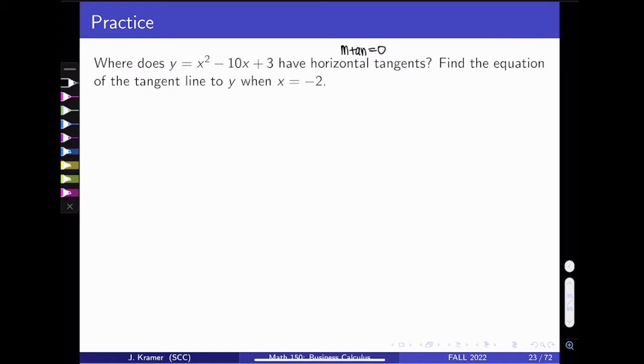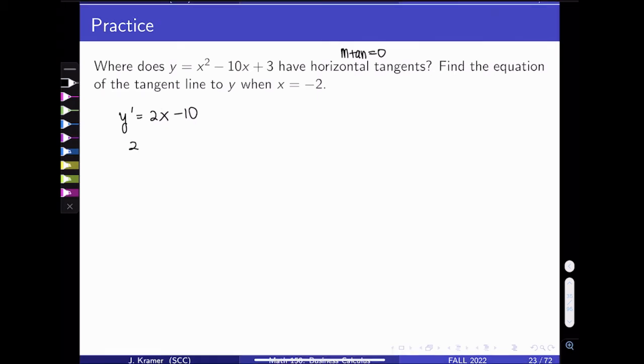So we'll start by taking y prime using power rule and the sum and difference rule. So we end up with 2x minus 10. And then where it has horizontal tangents is where it equals 0. So 2x minus 10 equals 0. And then x would equal 5.